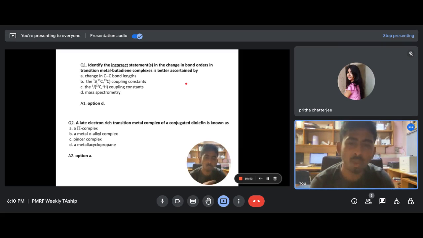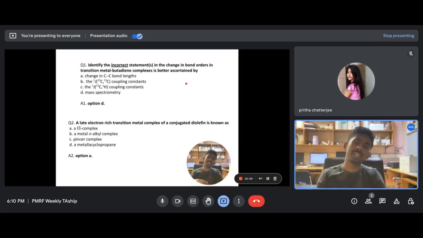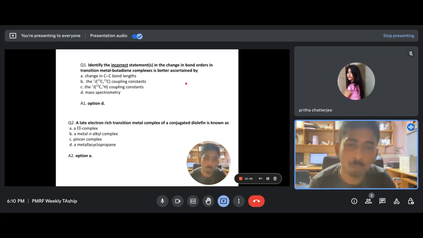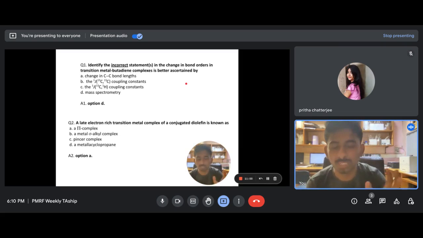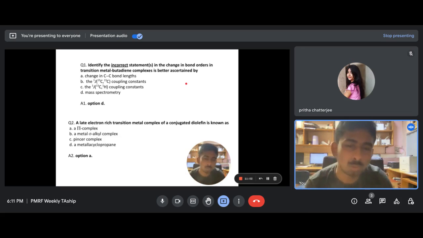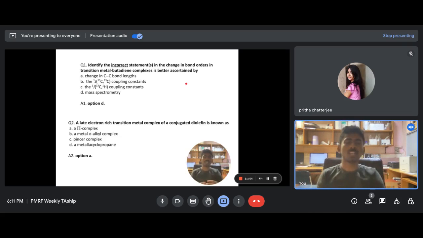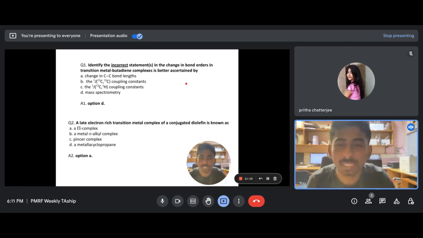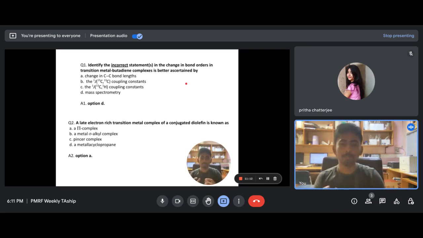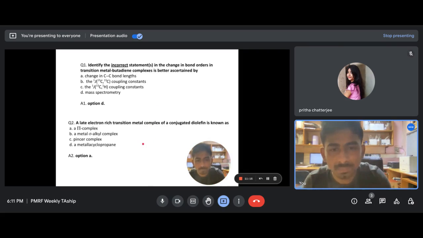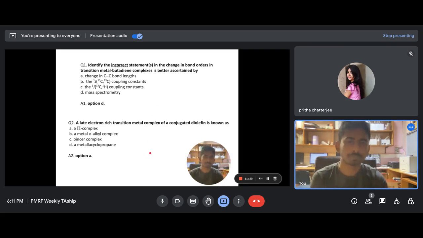A metallocyclopropane is quite different here. Here occurs a direct sigma bond formation from the metal to two different carbon atoms, which are again bound to each other. So in metallocyclopropane, you can imagine that one of the carbon atoms is substituted by a metal. So MCC will be M, C, and C. So MCC is a kind of metallocyclopropane.